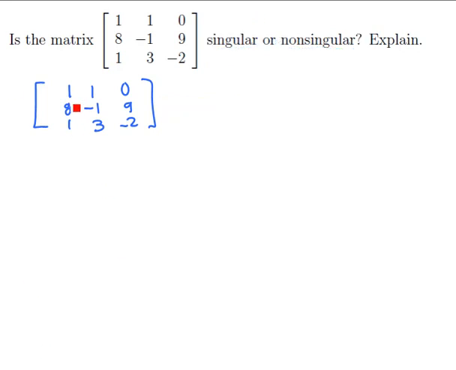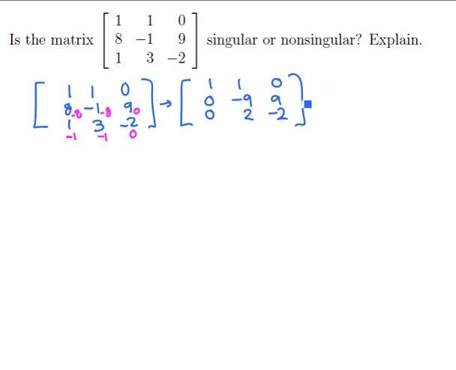Let's first see if we can get zeros in these two positions here and here. We can get a 0 in row 2 by scaling the top row through by a negative 8 to get negative 8, negative 8, 0, and adding it to the bottom or middle row. We could also scale the top row through by a negative 1 to get negative 1, negative 1, 0, and add that to the third row. If we do that, along the middle row, we obtain 0, minus 9, 9. Along the bottom row, we obtain 0, 2, minus 2, and the top row remains unchanged.